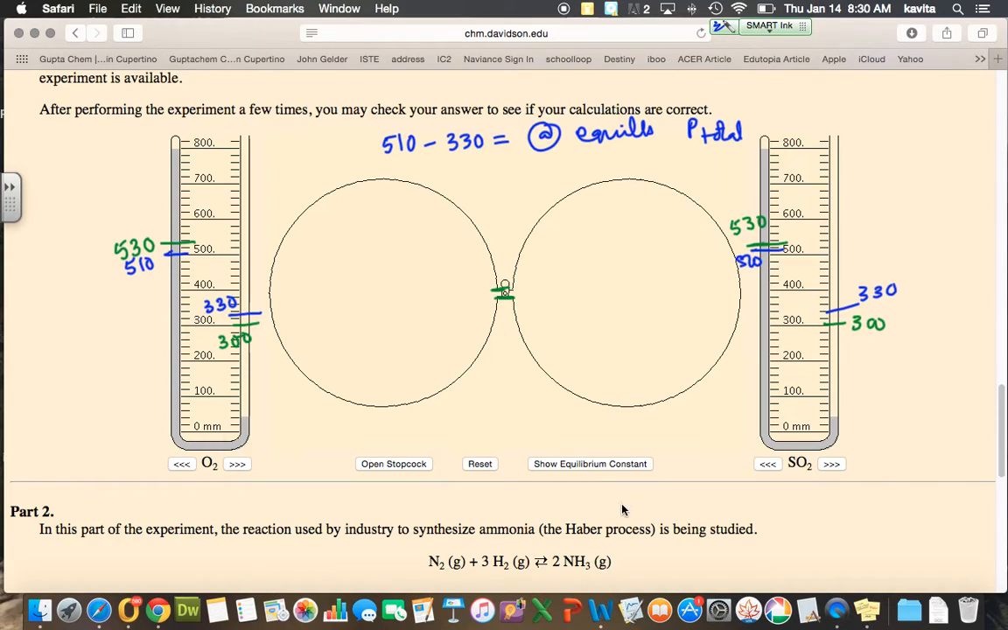And I'm not going to show you the Le Chatelier's one. Hopefully it loads. If not, I think you can still do it without the interactive.